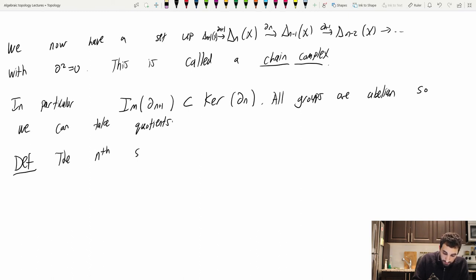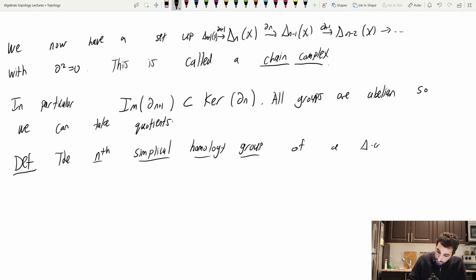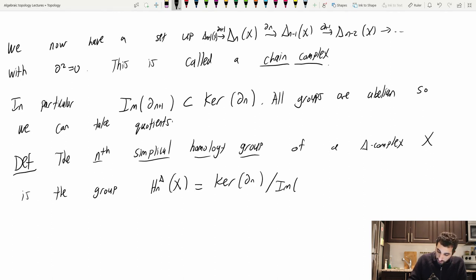The nth simplicial homology group of a delta complex X is the group HN delta of X, which is equal to kernel of boundary of N mod the image of boundary N plus 1. Remember, image boundary N plus 1 is a subgroup of kernel boundary n, so this makes sense.